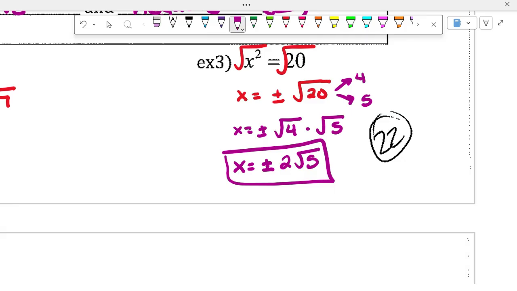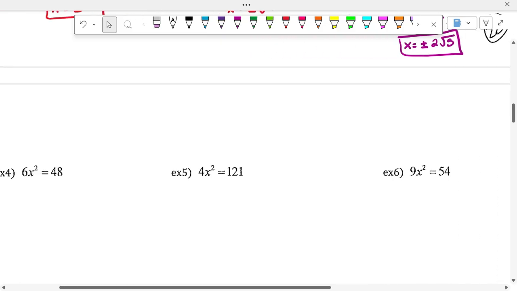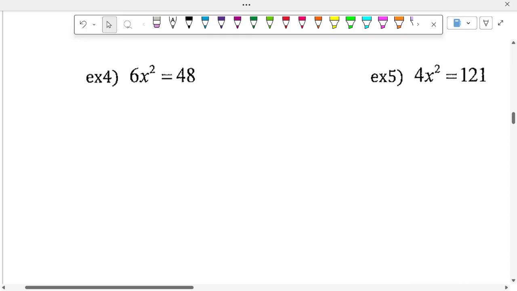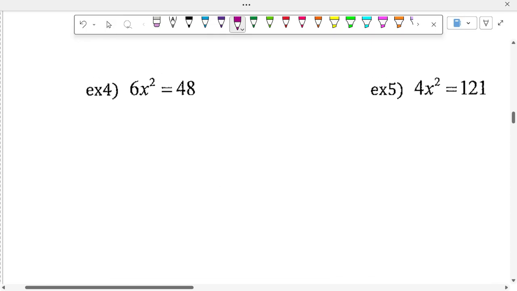All right. So if the radical is capable of being simplified, meaning there's a factor of that number that is a perfect square, I want you to simplify the radical. Now, those were very, very easy ones. Now let's look at some where we got to do an extra step. Let's look at example 4.